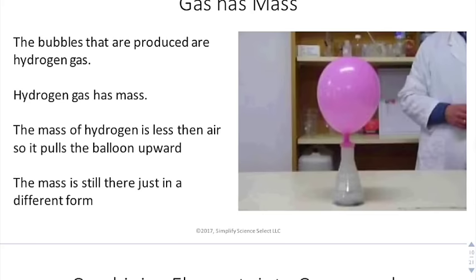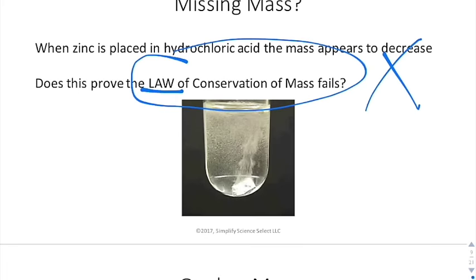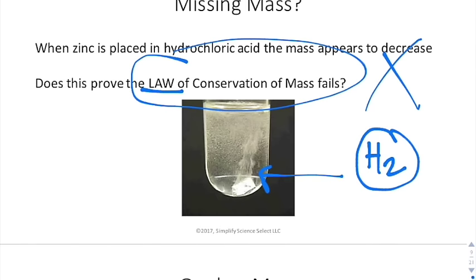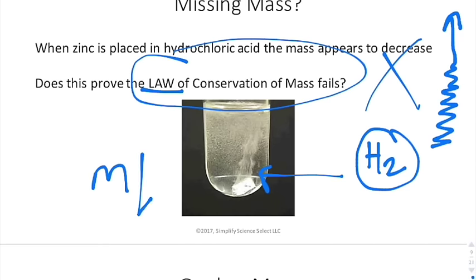Whenever you do this, it's producing bubbles, and you can see that right here. The bubbles are being produced. Well, those bubbles do have mass. It's producing hydrogen gas. Now, the problem is that hydrogen gas is actually lighter than the air. It's less dense than the air, so as a result, the hydrogen gas moves up. When the hydrogen gas moves up and is no longer a part of the solution, the mass of the solution decreases.